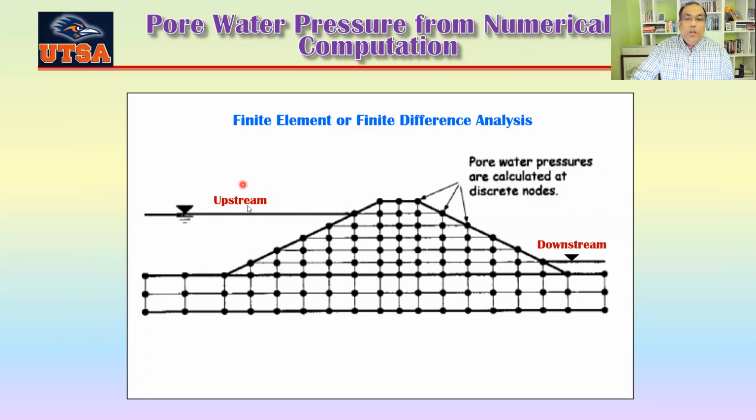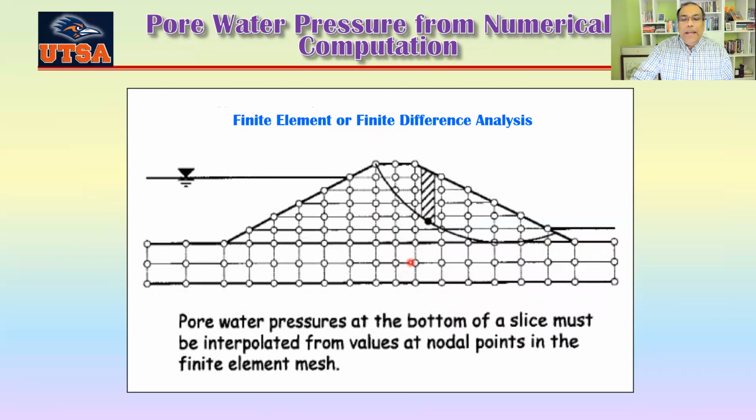So this is your upstream, this is your downstream. If you show the water level here and here, then this one will show you the distribution of the pore water pressure at different nodes based on the steady state solution. Okay. And this one is saying if you use finite difference analysis, and you know the pore water pressure at two points, then if you want to find out the value in between, you can just get the average of those two. Okay. So kind of like interpolation.